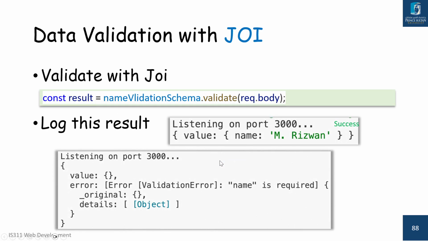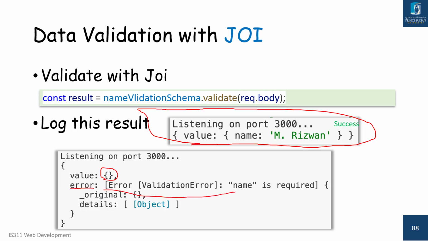So first of all, this part here is the success part. In the successful case, we have the value which is actually over there. In case of an error, the value will be empty, I mean the value does not have anything, and the error will have something inside. So here we say name is required.